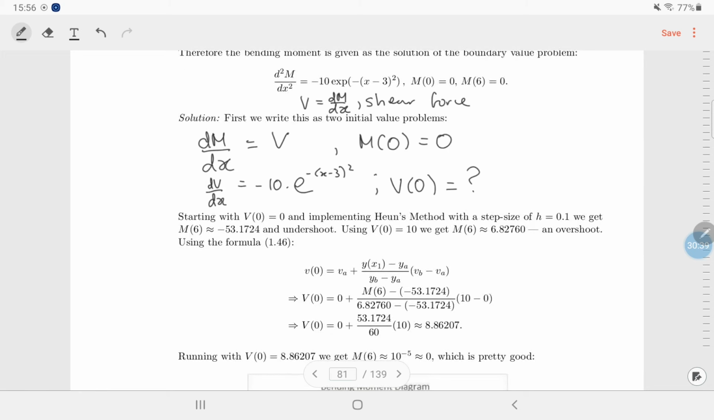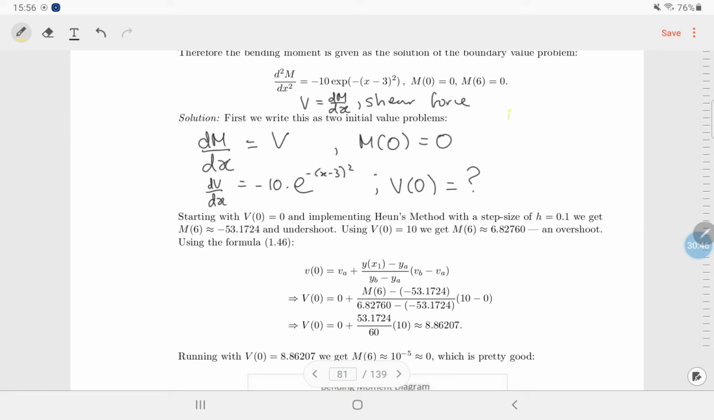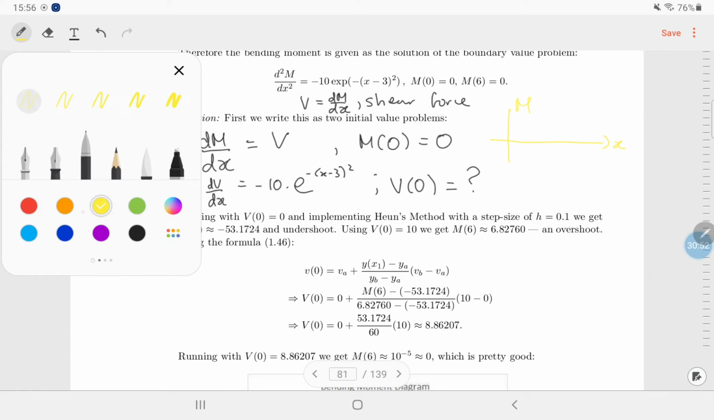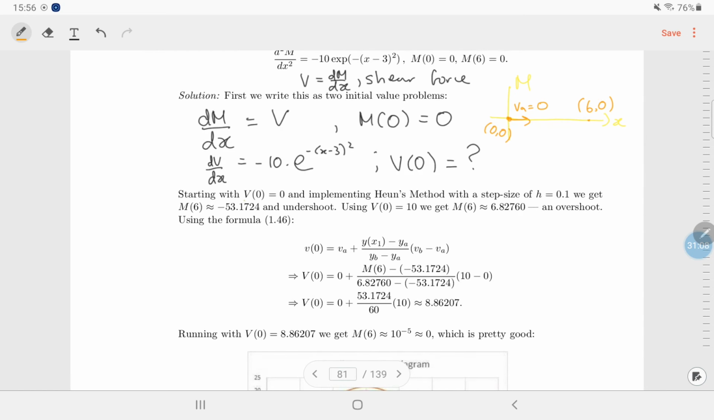So starting with V of 0 equals 0, now that's shooting straight across. So if I just do a little plot, again, sorry, I'm always picking the stupid color. So x equal to 0, bending moment equal to 0, x equal to 6, bending moment equal to 0. So the obvious thing is just to shoot straight across. VA equal to 0. So starting with, this really should be V of A.